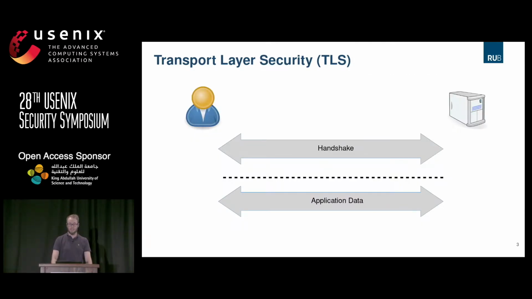So TLS is a protocol which basically consists of two layers. First there is this handshake phase where the cryptographic algorithms and keys are negotiated, while afterwards there is this application data phase where the negotiated keys are actually used to encrypt application data. And this is actually where we want to attack the protocol. So we actually want to attack the application layer of this protocol.